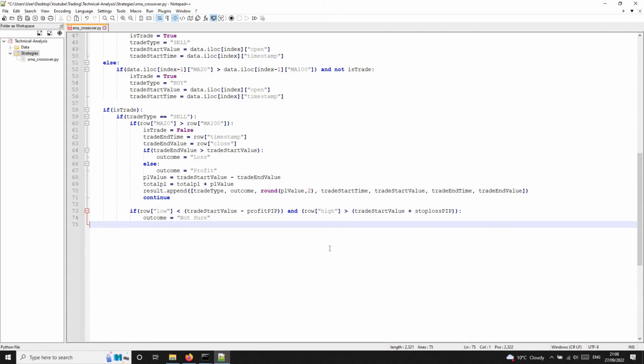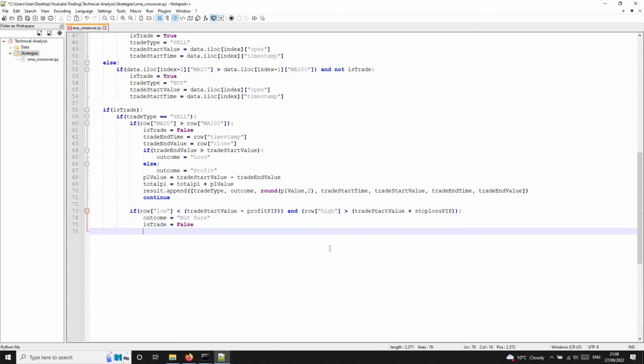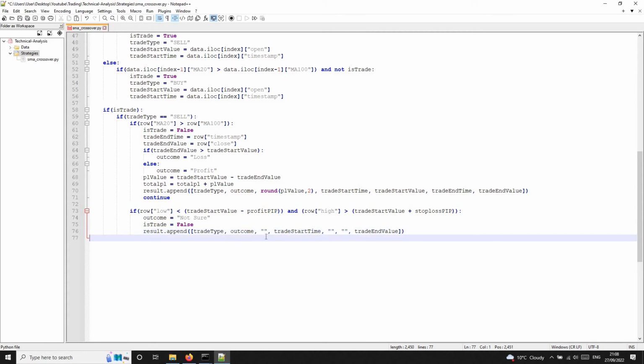But if that happens, then I'm ignoring that one for our analysis, because I don't know whether it is a profit or loss. So I'm just going to close that trade at that point of time, and again I'm going to capture all those sort of things. But as you can see, I'm going to leave it empty for those ones where we don't have the trade values. Okay, we're not interested in this one, but I want to cover this scenario if it happens.